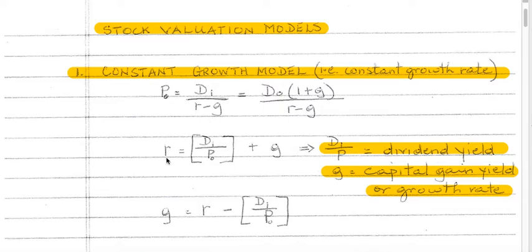Based on this formula, we have the total return R. R is equal to D1 over the current price, plus G. Take note that D1 over the price is your dividend yield, and G is your capital gain yield or the growth rate. Based on this, you could also find G, the growth rate, and that is equal to your total return R minus the dividend yield, D1 over the price.